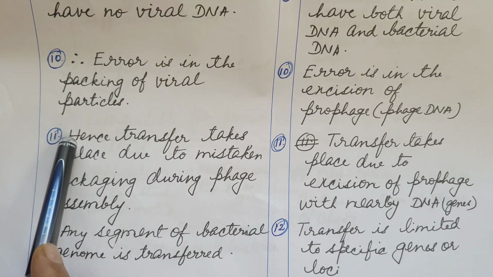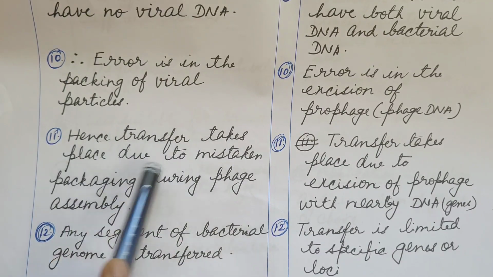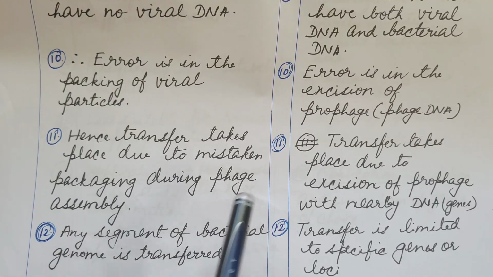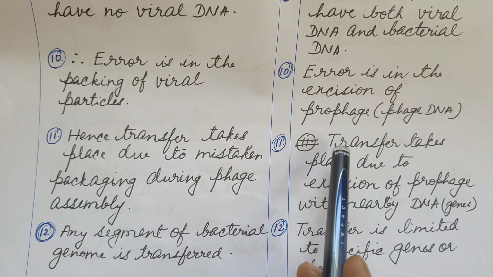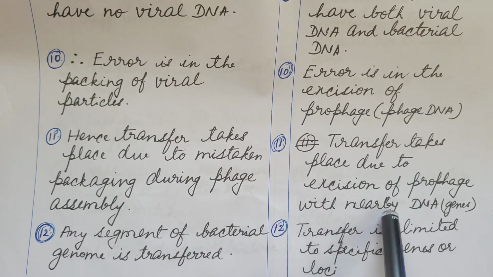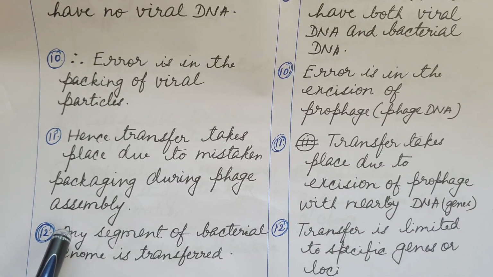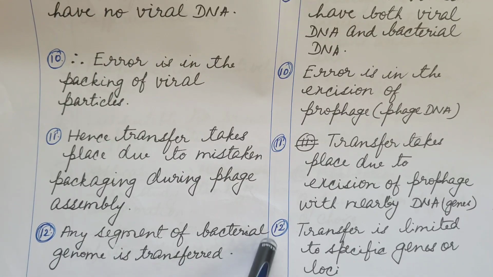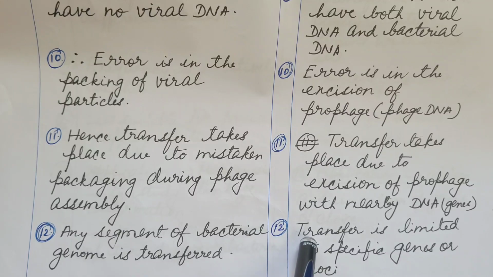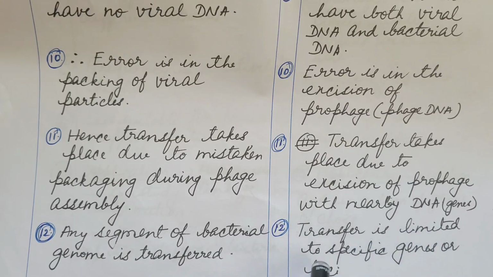Hence, in generalized transduction, transfer takes place due to mistaken packaging during phage assembly, and in specialized transduction, transfer takes place due to excision of prophage with nearby DNA genes. In generalized transduction, any segment of the bacterial genome is transferred. In specialized transduction, transfer is limited to specific genes or loci.